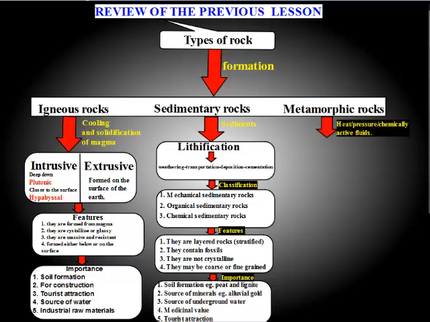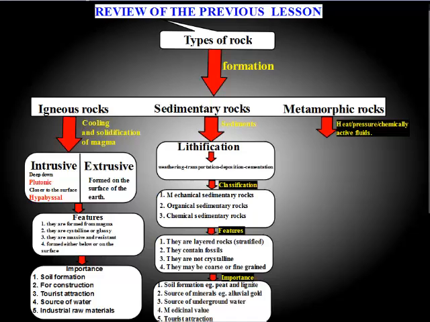We looked at the types of sedimentary rocks. So we have the mechanically formed sedimentary rocks, organically formed sedimentary rocks, and chemically formed sedimentary rocks. With the mechanically formed sedimentary rocks, they are formed by accumulation of materials from other rocks, which are cemented together. With organically formed sedimentary rocks, they are formed from the remains of living organisms. It can be plants or animals. With chemically formed sedimentary rocks, they are formed when minerals precipitate from water. An example of a chemically formed sedimentary rock is salt.